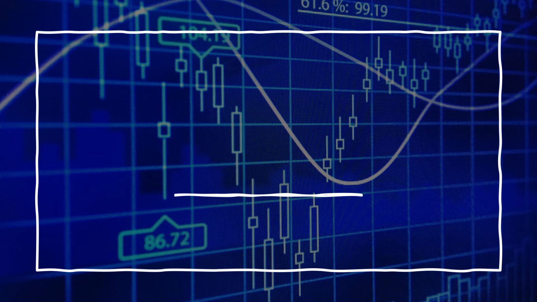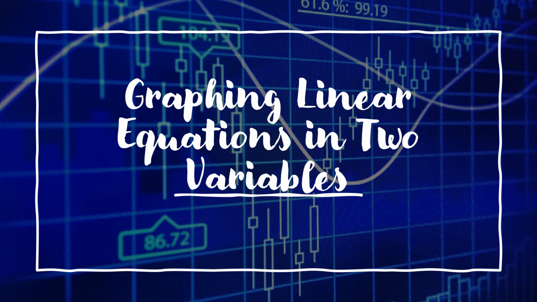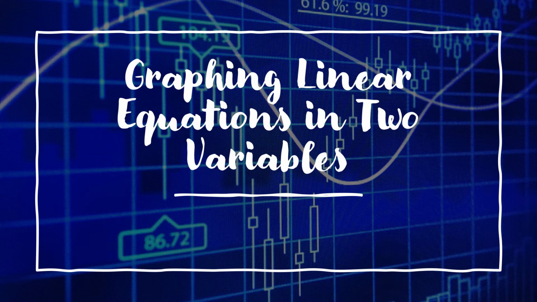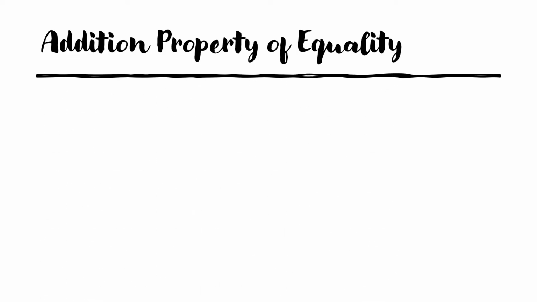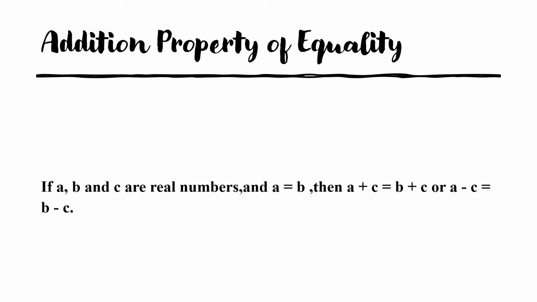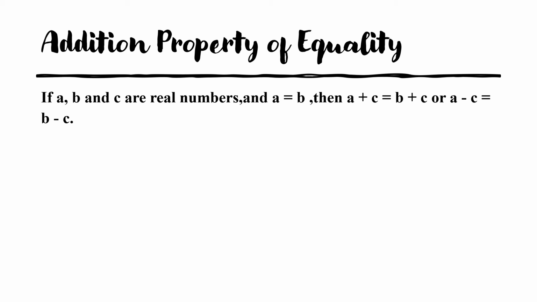Good day, everyone. For today, we will discuss all about graphing linear equations in two variables. The first one is the addition property of equality. The addition property of equality states that if A, B, and C are real numbers and A is equal to B, then A plus C is equal to B plus C, or A minus C is equal to B minus C.